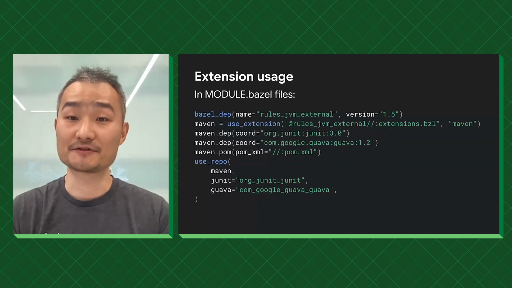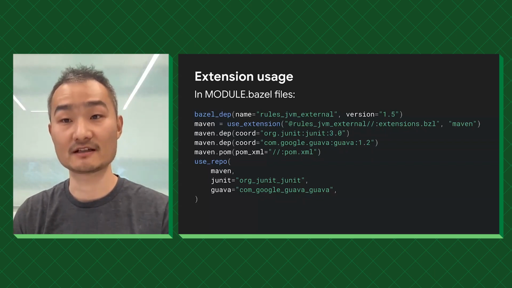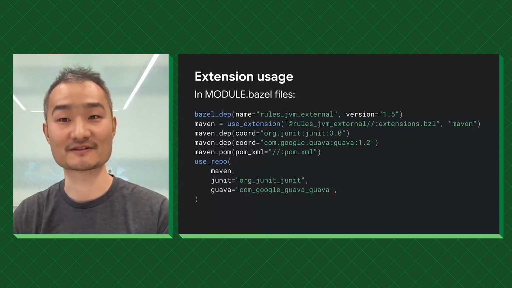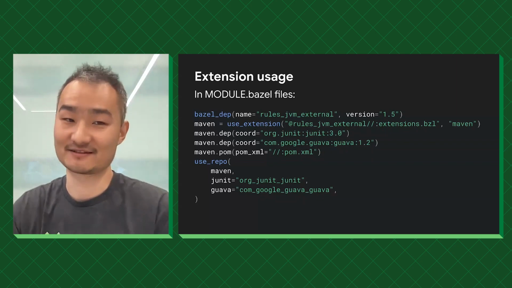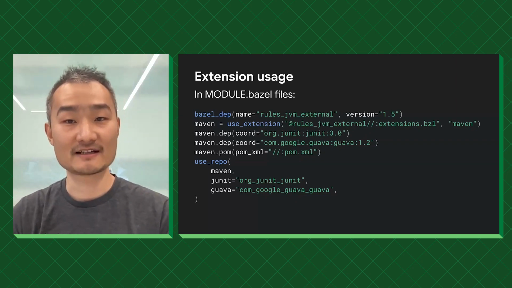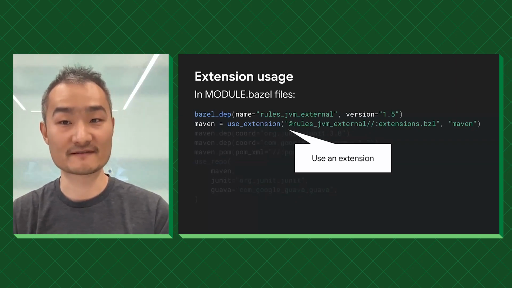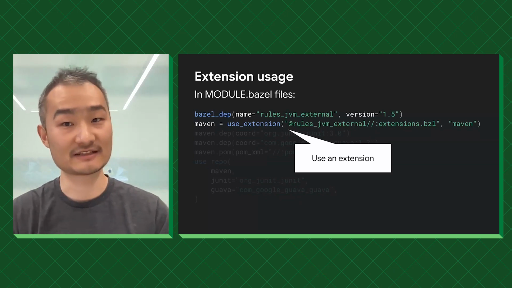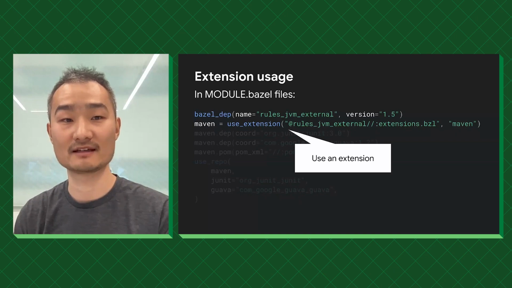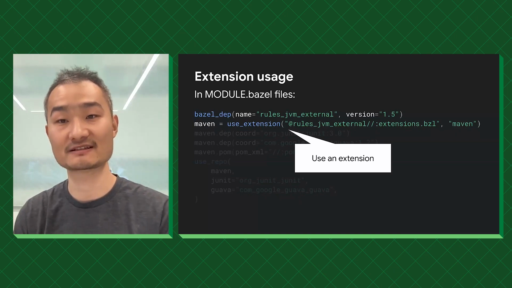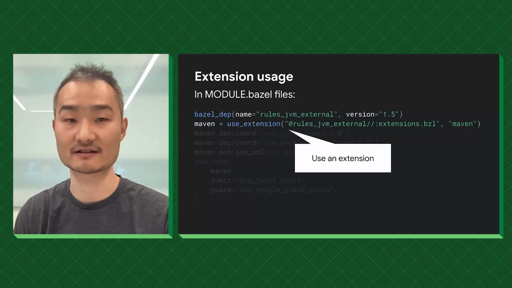Here we can see an example usage of a module extension called Maven in a module's module.bazel file. Note that this is not actually shipped in rules.jvm external yet. It's just an example. Extensions are defined in Bazel modules, such as rules.jvm external here, so add dependencies on them with bazel_dep as you normally would. Then, instead of using a load statement, use the special built-in function use_extension to bring an extension into scope.